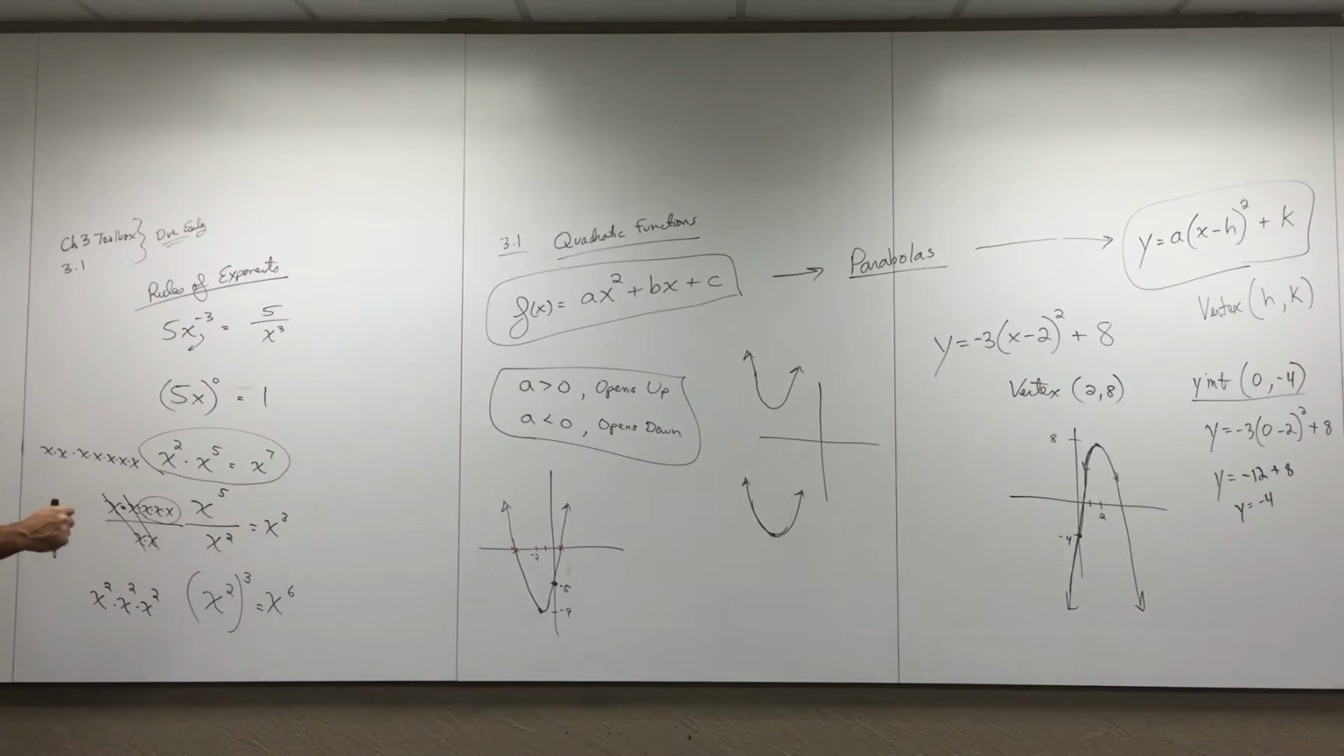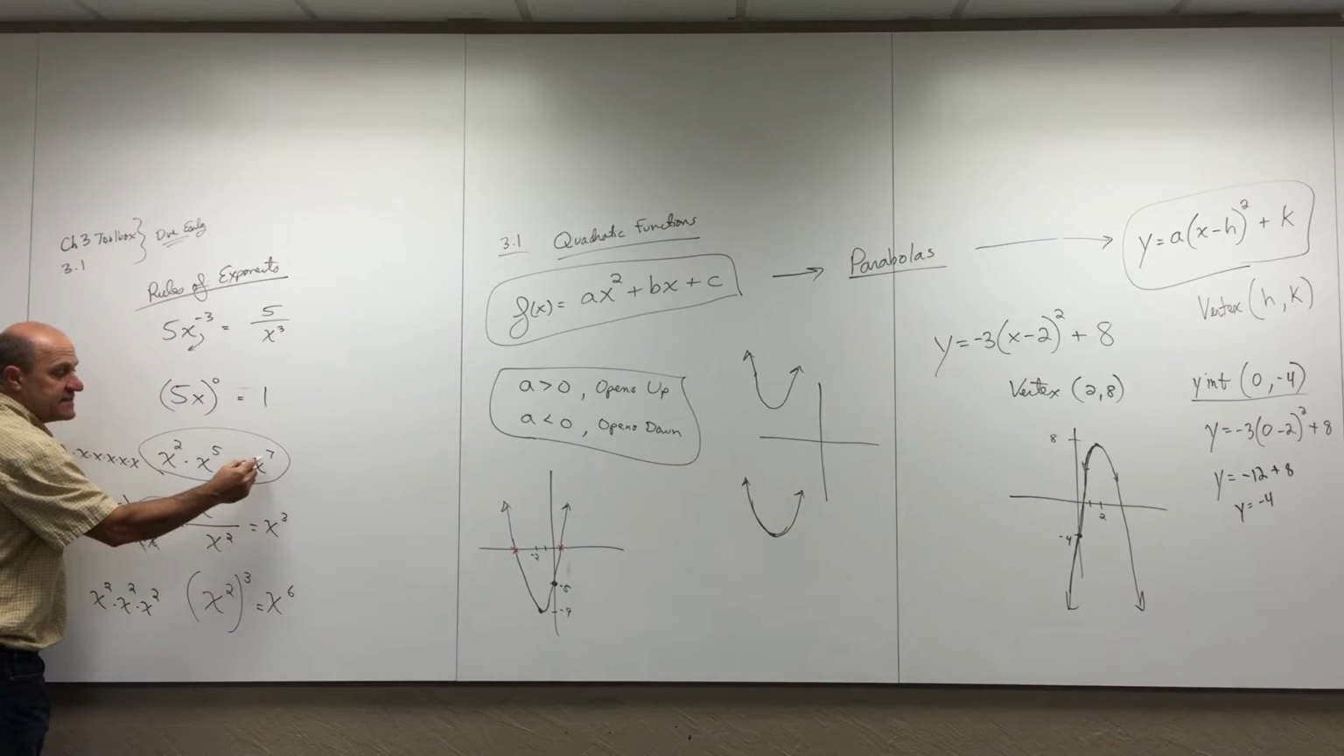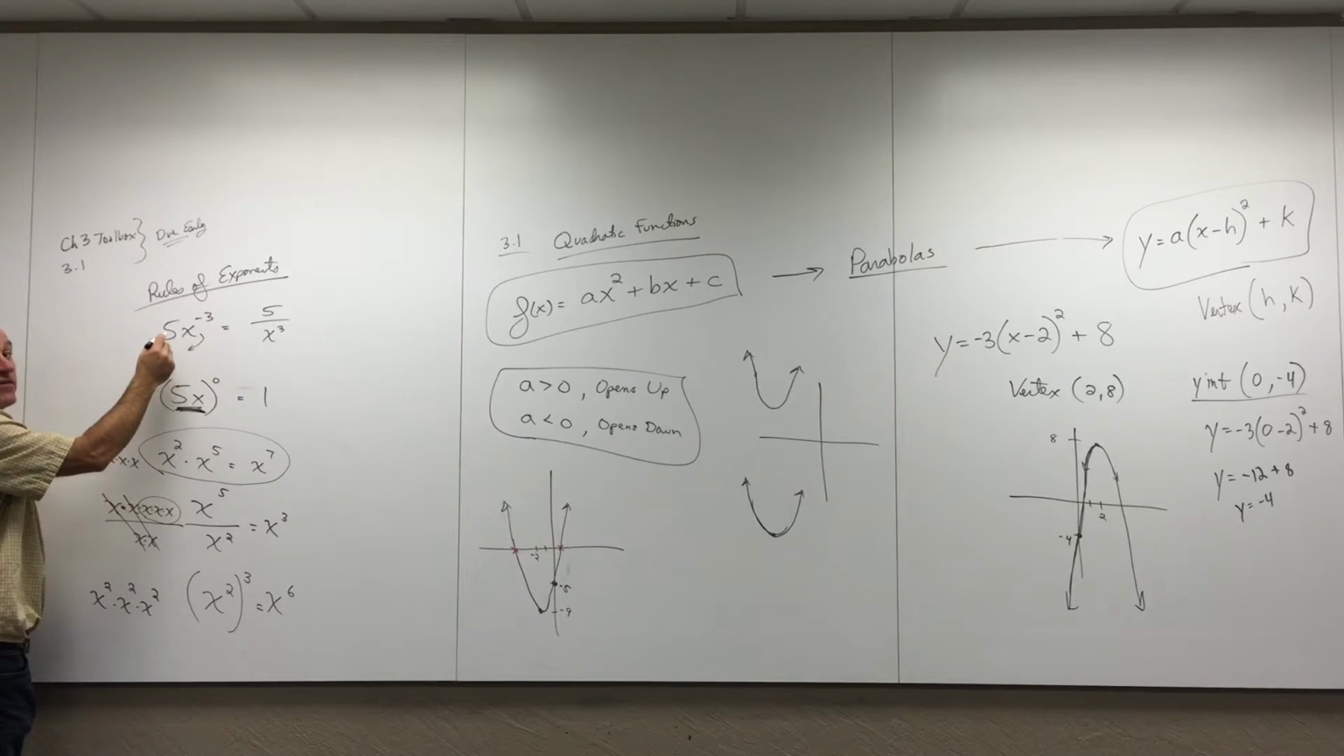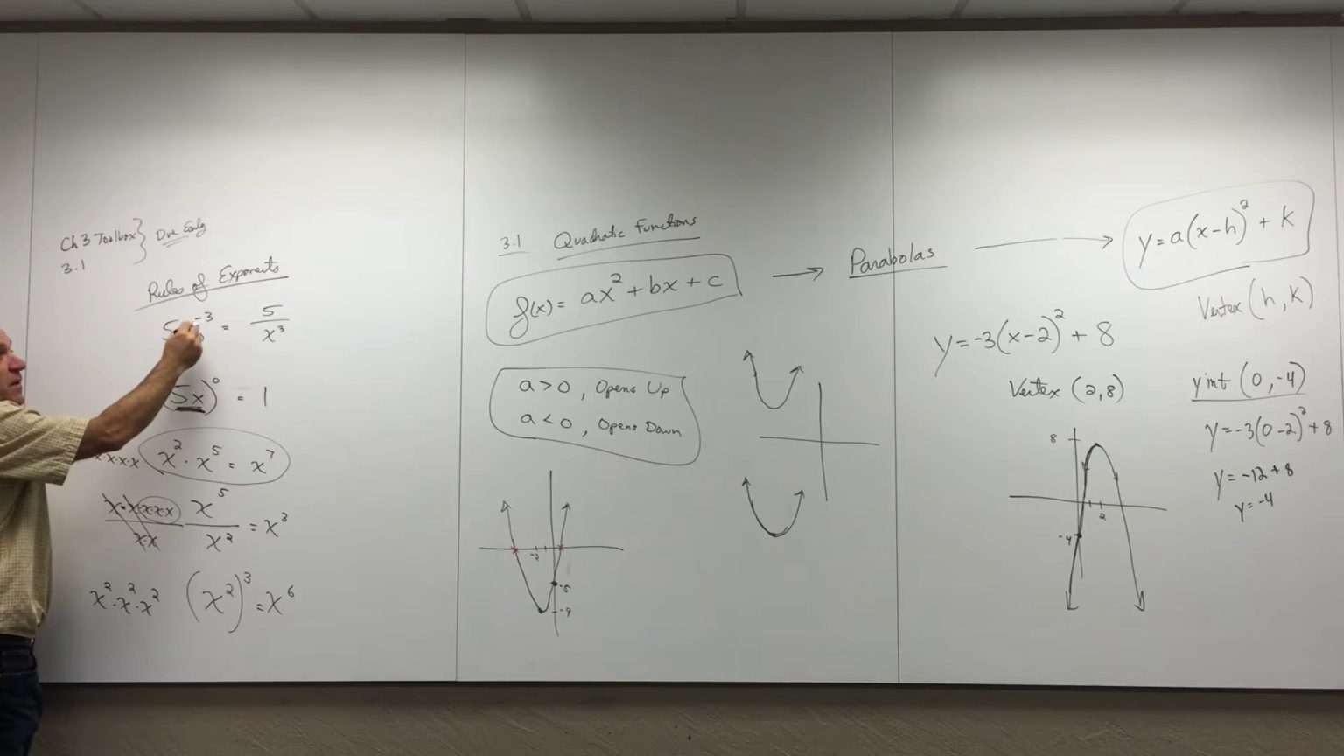It's important to sort of identify, when you have an exponent, who's the base. When I have this exponent 5, the base is x. When I have this exponent 7, the base is x. What about this one? This has an exponent of 0. What's the base? Because it's in parentheses, the base is the entire 5x. Up here, the 5 is not part of the base. Up here, the exponent is -3 and the base is x.